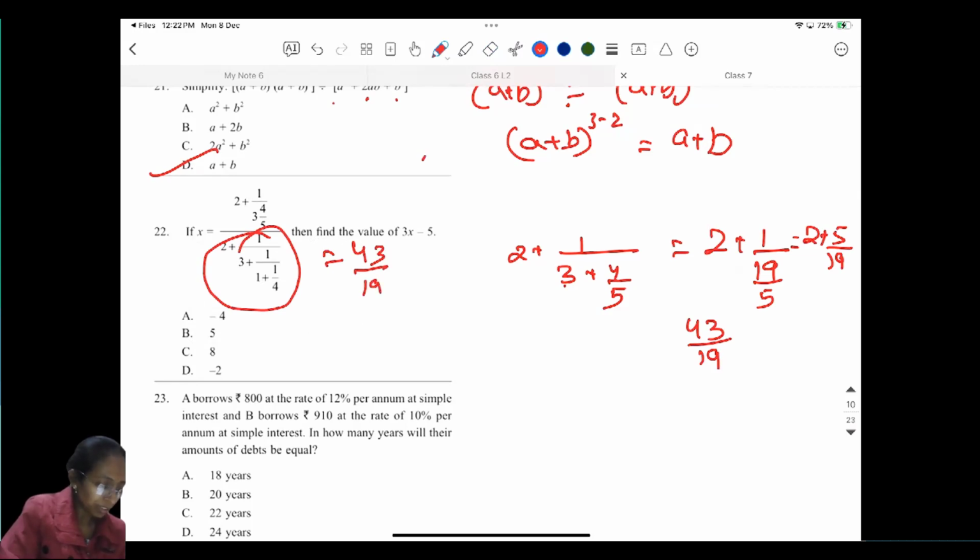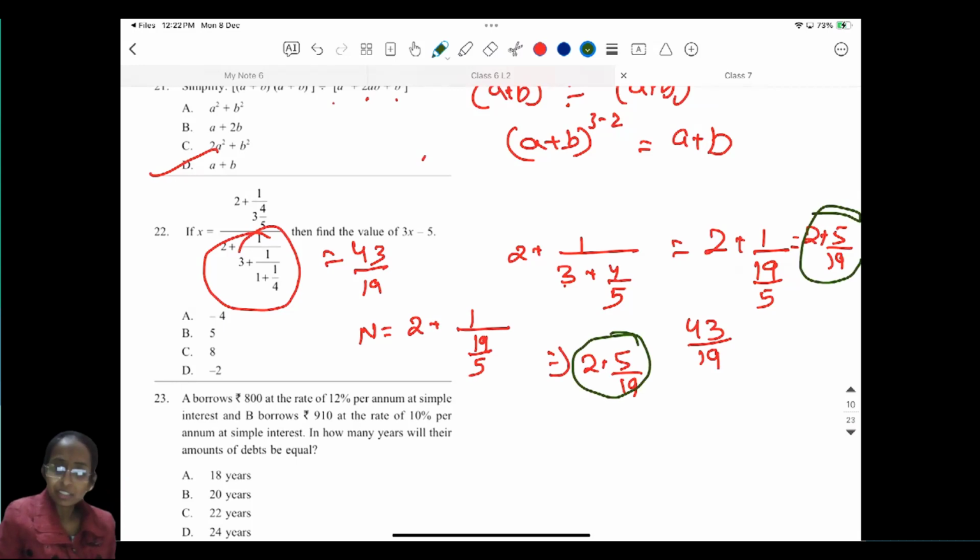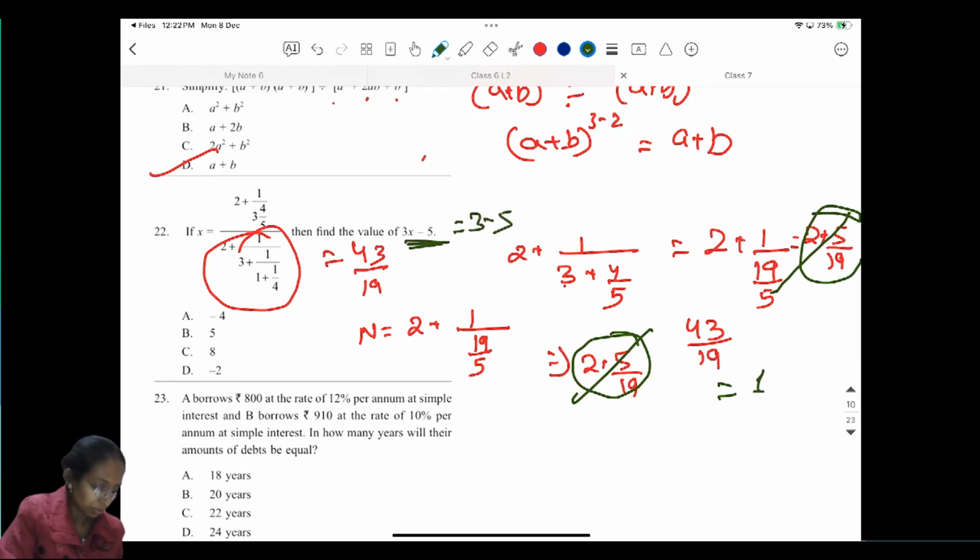Now the numerator part: the numerator is 2 plus 1 upon 19 by 5. This will get reciprocated, and we have 2 plus 5 by 19. You can observe that the numerator and the denominator are the same. That means this will cancel out and give you the answer 1. So x is equal to 1. Then 3x minus 5 is equal to 3 minus 5 only. That means the answer will be minus 2.